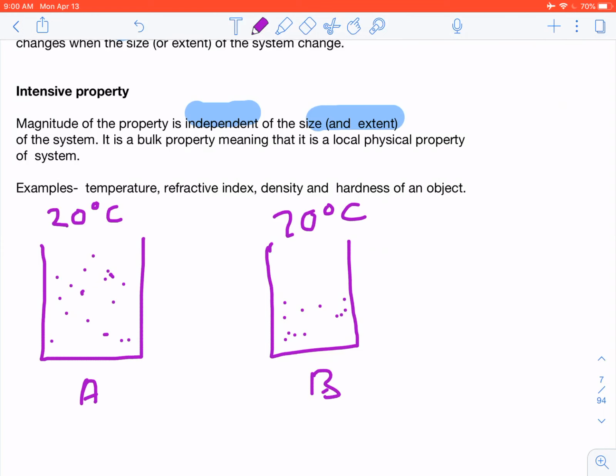The reason being also, temperature, we know, is directly proportional to the average kinetic energy of the molecules. So let's assume we have beaker A and beaker B. Here we find that both have the same temperature, and from there we infer that both have the same average kinetic energies.